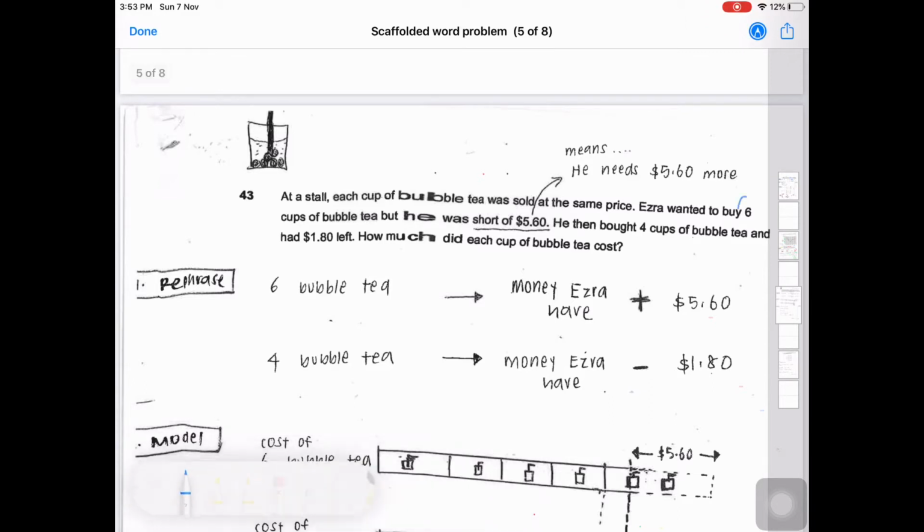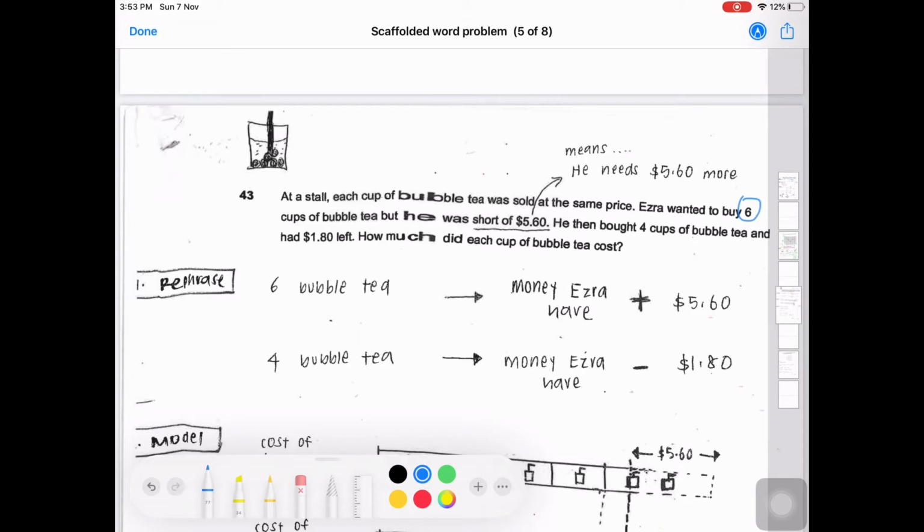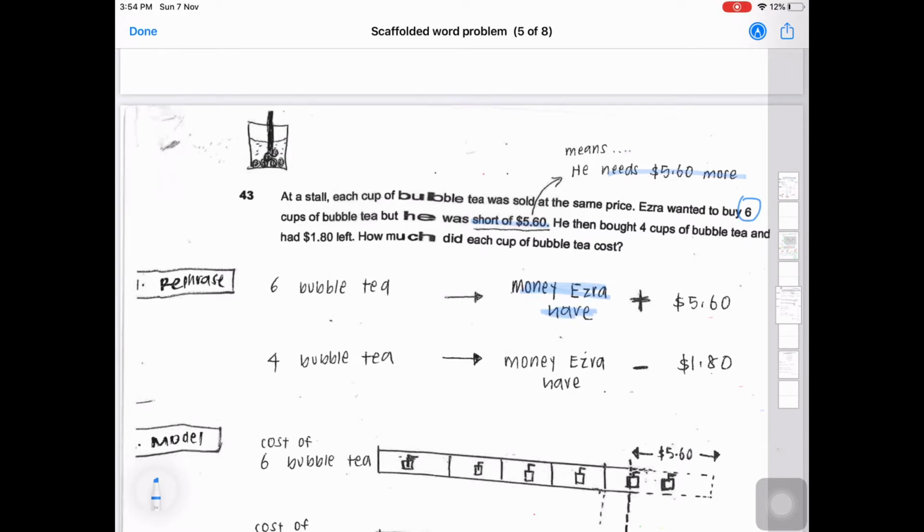Wow, 6 cups. That's pretty lots of sugar. Alright, 6 cups of bubble tea, but he is short of $5.60. So it means that he is not able to buy 6 cups, right? Because he needs another $5.60 more than the money that he currently has. So the money that he has is not enough. He needs another $5.60 so that he is able to afford the 6 bubble teas.